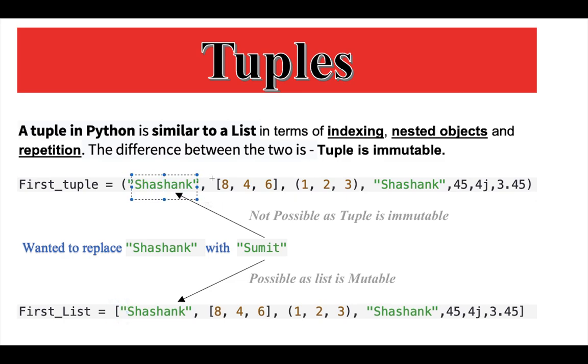Each and every object has an index which starts from 0 to n minus 1, wherein n is equal to the total number of objects. Also, you can write a tuple inside a tuple, which is the concept of nested objects. It also allows duplicates. Here you can see I have written Shashank 2 times, so it won't be an issue in a list as well as in a tuple. But if I want to replace Shashank with Sumit, I cannot do so in a tuple because a tuple is immutable, which means we cannot change the element. However, you can do so in a list. So this is the main difference and similarity between tuple and list.